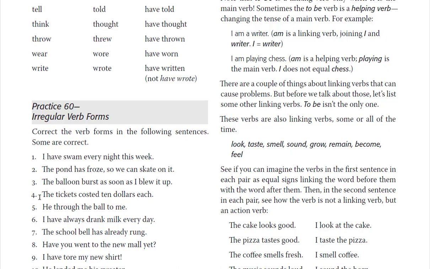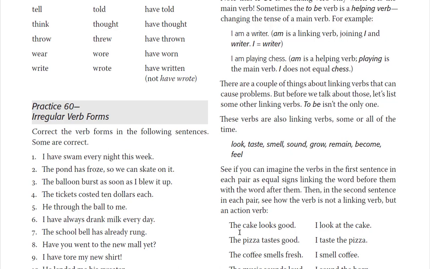Look, taste, smell, sound, grow, remain, become, feel. See if you can imagine the verbs in the first sentence in each pair as equal signs, linking the word before them with the word after them. Then in the second sentence in each pair, see how the verb is not a linking verb, but an action verb. So here you have a linking verb. Here you have an action verb.